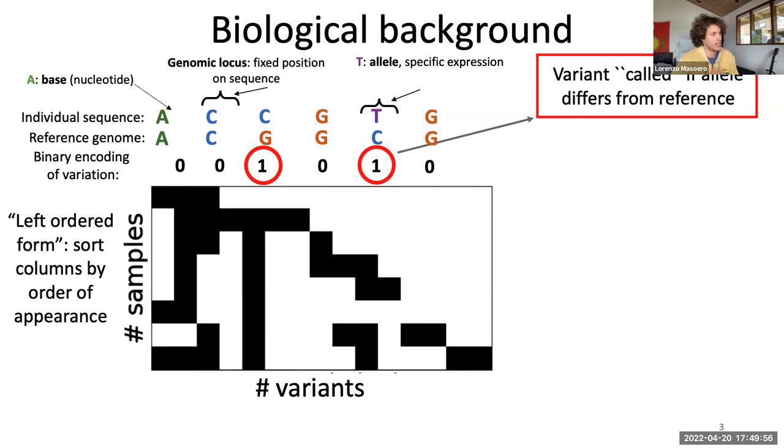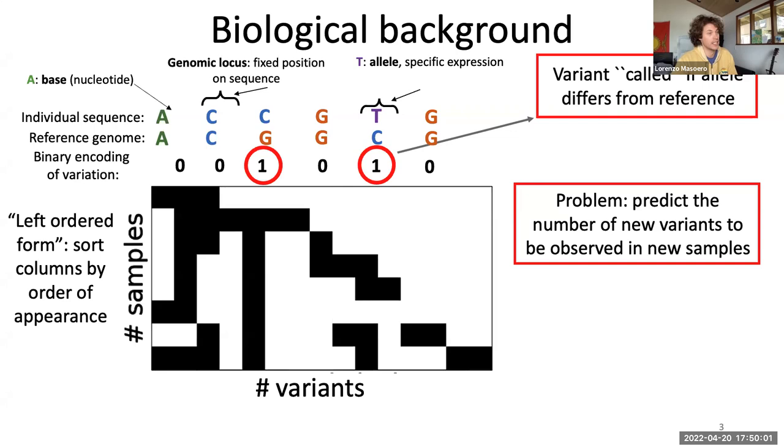This is exactly the problem that we'll try to tackle, that is predicting the number of new variants to be observed in new samples. And so just by joining the dots, the idea is that we'll have a Bayesian nonparametric model for the arrival of this binary matrix. And then we'll try to use the predictive laws of this model in order to address exactly this question. That is to say, if we were to enlarge this matrix by adding rows, how many new variants, that is, how many new features from this Bayesian model would be activated?